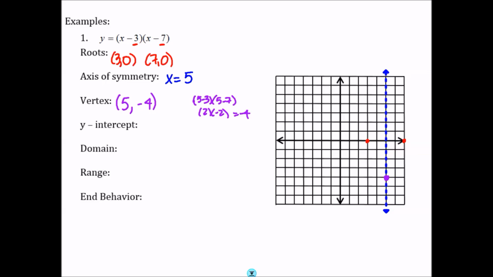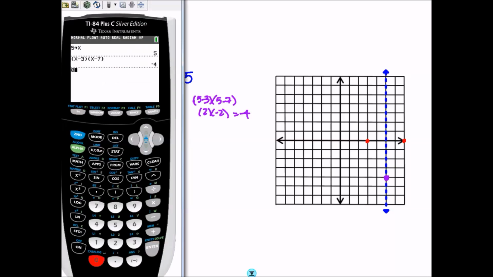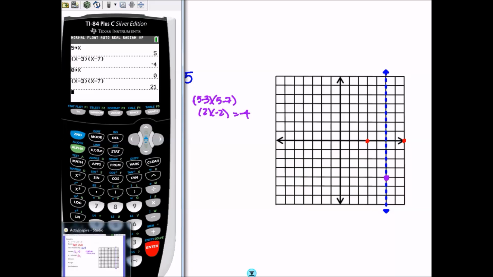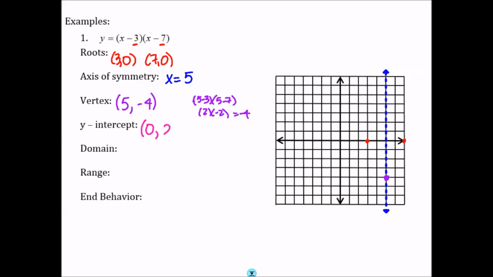Now our y-intercept, we need to plug 0 in for x. So again, you can either do it in your head or you can use the store button. So if we type 0, store for x, and then copy that equation down, we end up with 21, which means our y-intercept is (0, 21), which I can't draw on my graph.